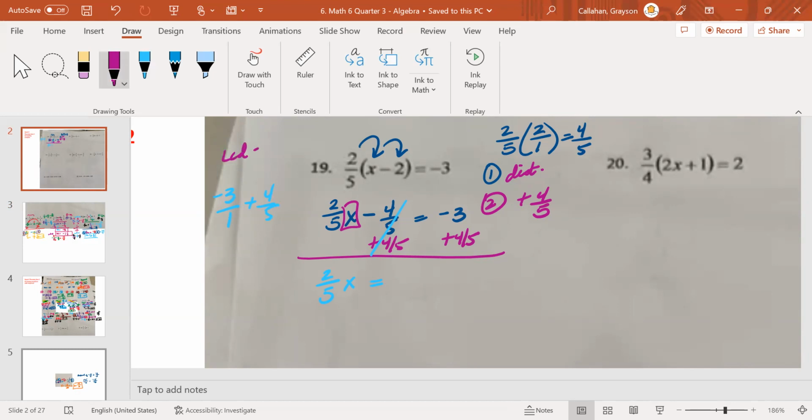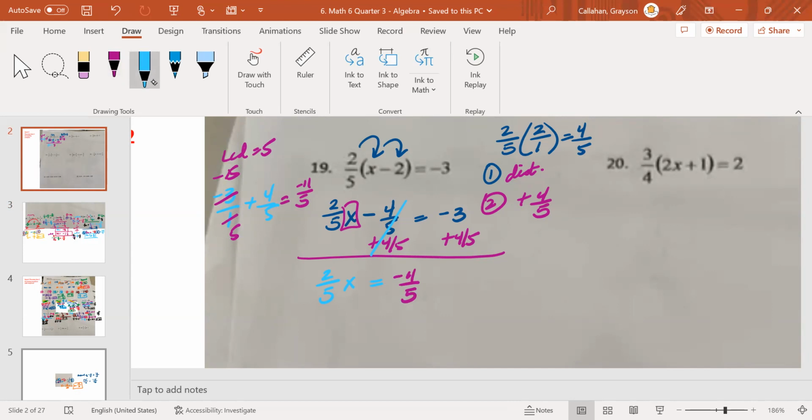Remember, your lowest common denominator here is 5. So 1 times 5 is 5. 3 times 5 is -15. So -15 plus 4 is -11/5. So that's -11/5 right here.